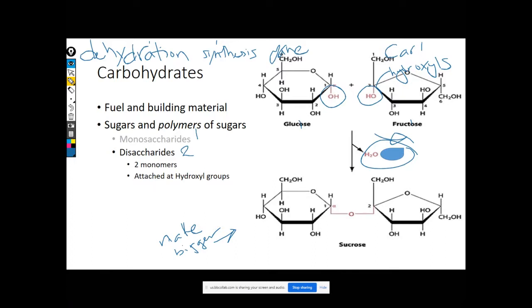Okay, so let's practice our dehydration synthesis with Jane and Carl. Here are my two hydroxyl groups. Remember, I have to get rid of water. So I need to get rid of one oxygen and two hydrogens. There it is. There's my water. Bye-bye.